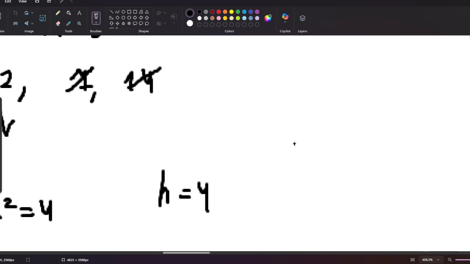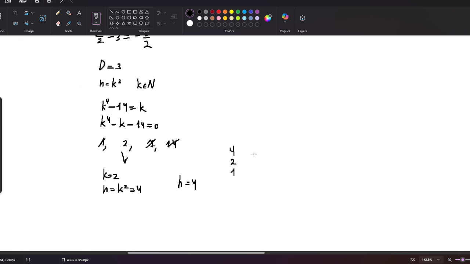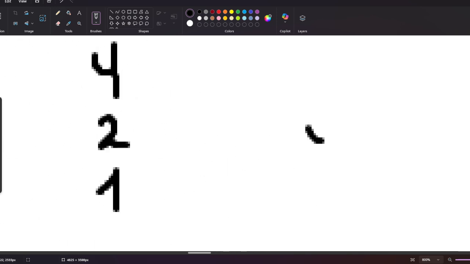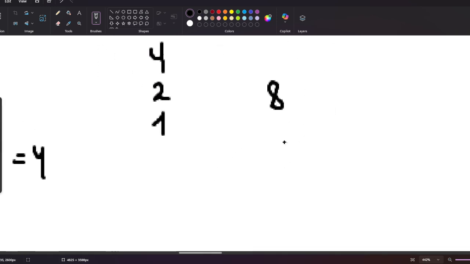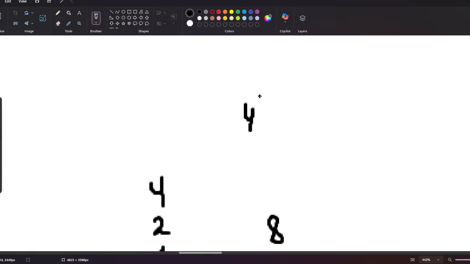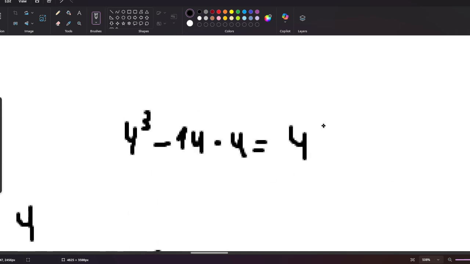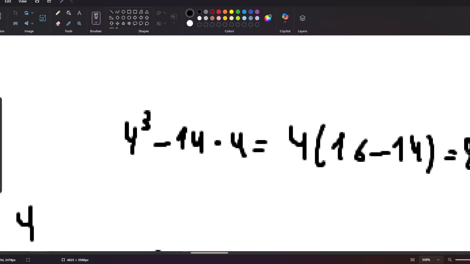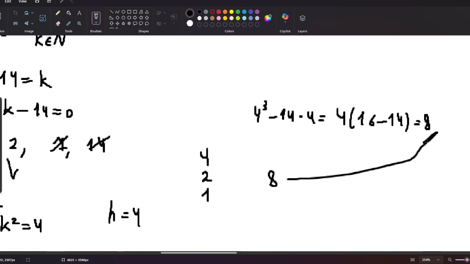We can check it. The factors of 4 are 4, 2, and 1. Now the product of them is going to be 8. 4 to the third power minus 14 times 4 is 4 times 16 minus 14. And that's just going to be 8. Cool. We have solved the problem.